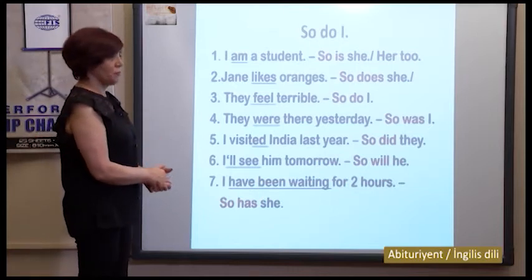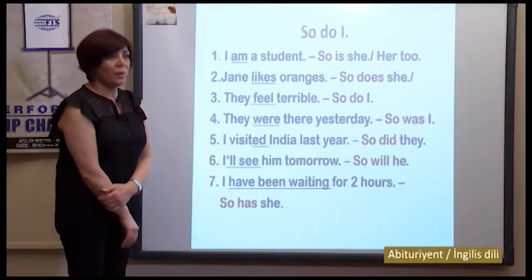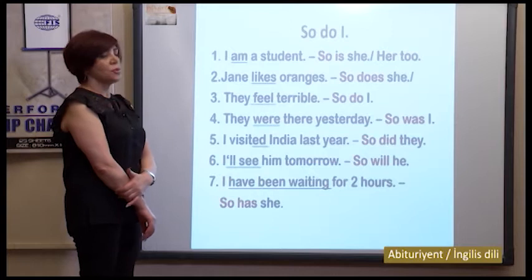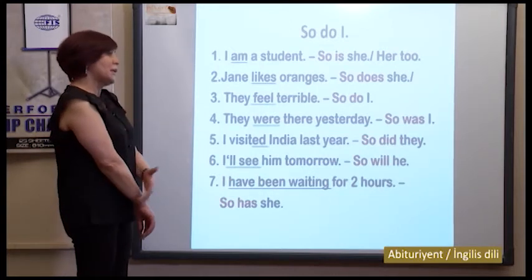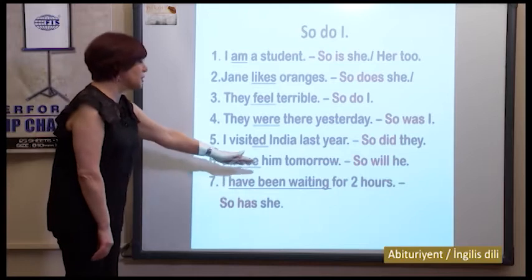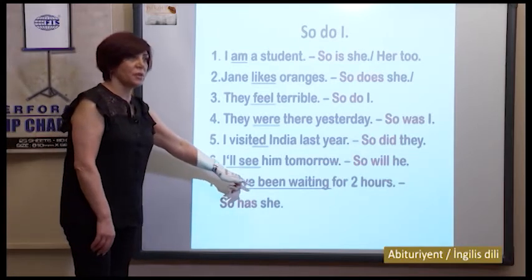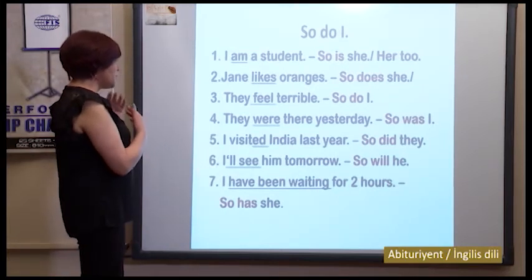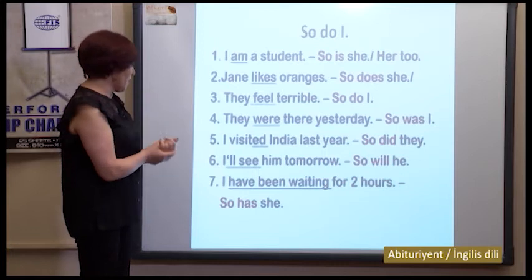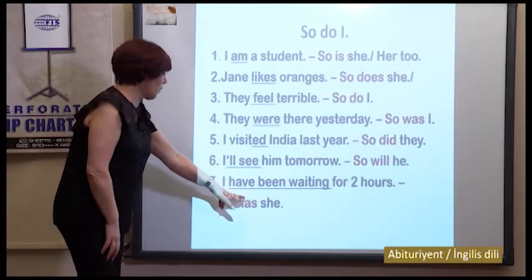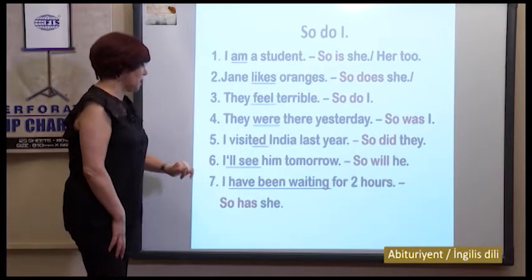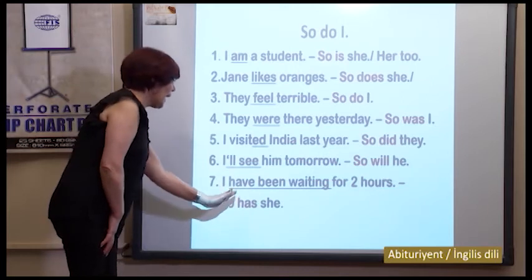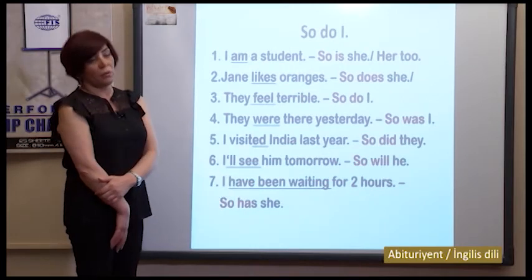I'll see him tomorrow. This is future. So will he, or they will see him tomorrow too, or as well, or them too. I've been waiting for 2 hours. This is perfect continuous. And have here is auxiliary. And it is true for someone as well. And we say, so has she. Why has? Because she is third person singular. So have changed to has. So has she, or she has been waiting for 2 hours too.